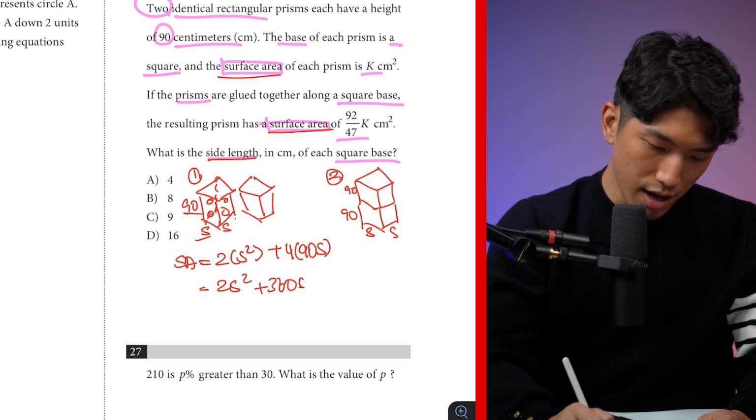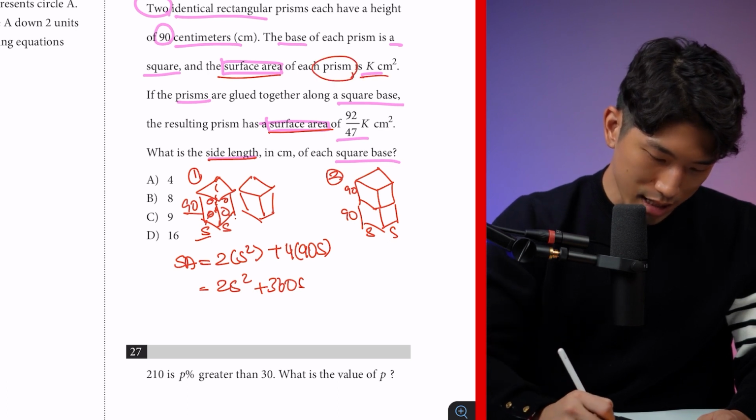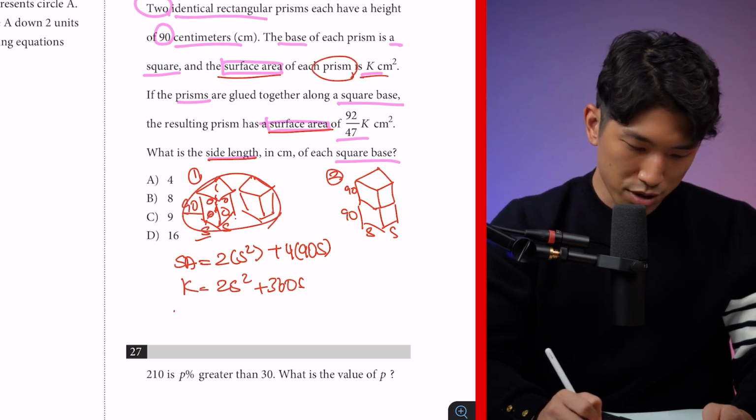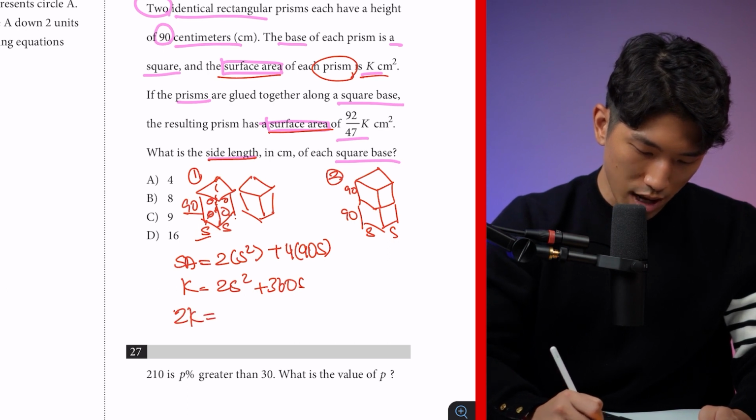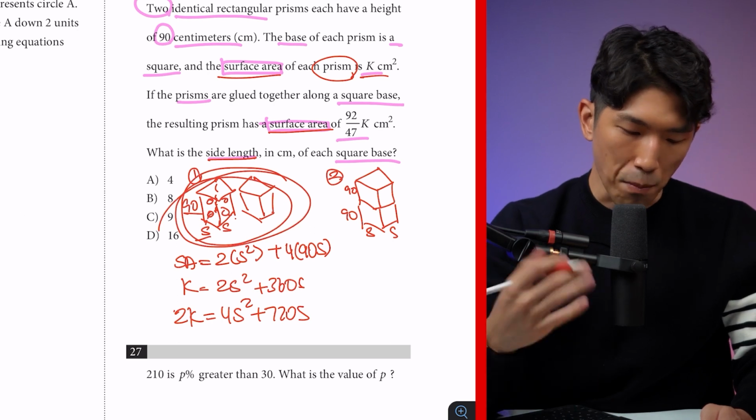And because the surface area of one prism is going to be K, that's going to be set equal to K. And because we have two prisms right here, we just multiply it by 2. 2K is equal to 4S squared plus 720S. That's the total surface area for both of these prisms.